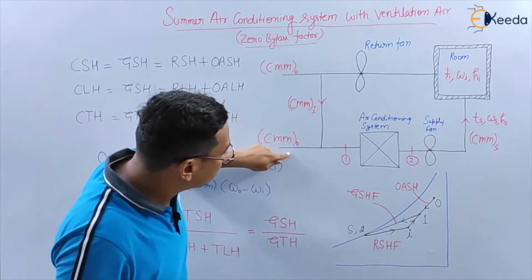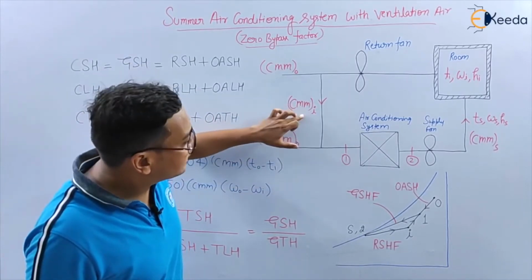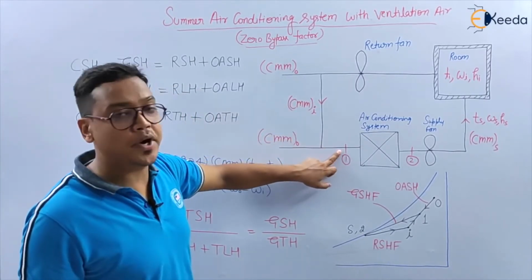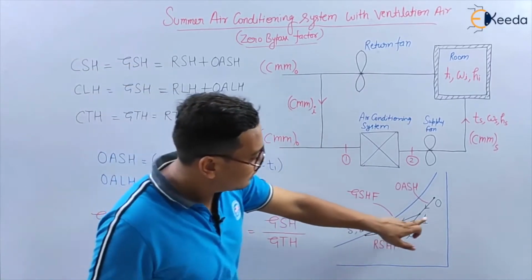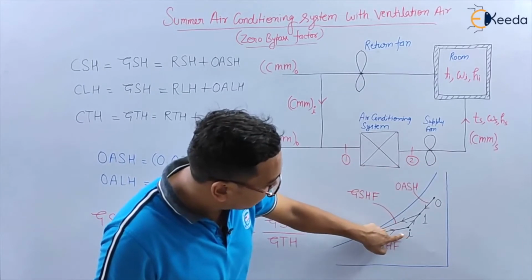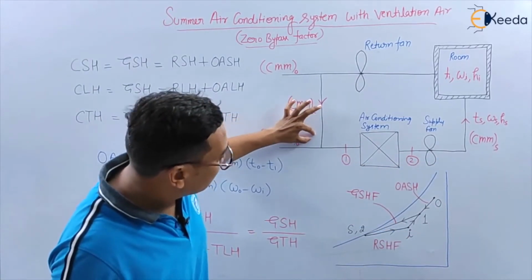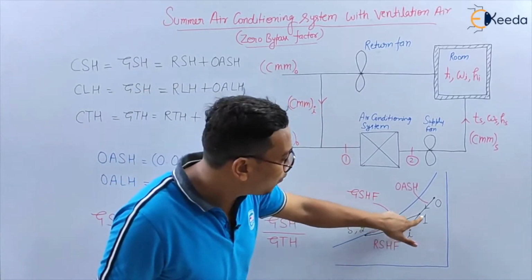This is coming from the room, and this air is the fresh air which is coming from the outside. These mix at point number 1. See in the psychrometric chart, this is point O and this is I. Both these air streams will come and will mix at point number 1.